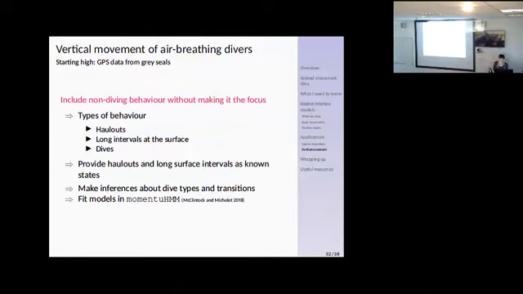So I've used momentum for now while I'm exploring the data, and I might keep using it. It's worked out really well for me, and I've provided the haul outs and long surface intervals as known states. So I'm telling the model that I know it's haul out, I know it's surface interval, don't estimate anything particular about these states. All of those were given because I wanted to make inferences about dive types. The nice thing is, if you provide known states, you still get transition probabilities between all of the other states. So you're just not finding out about the distributions.